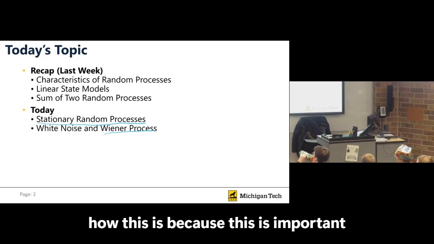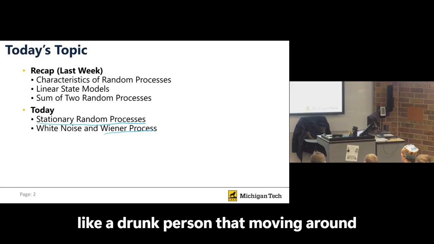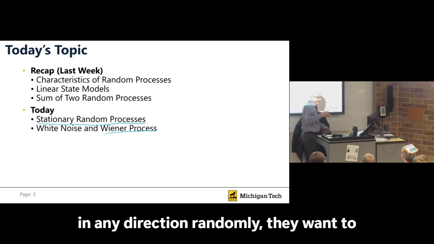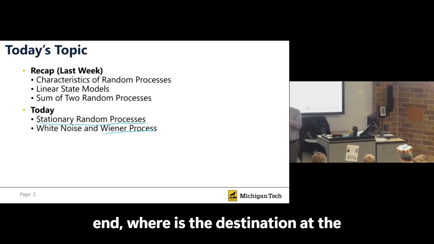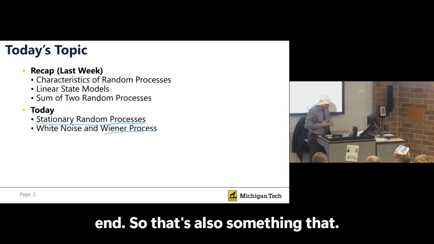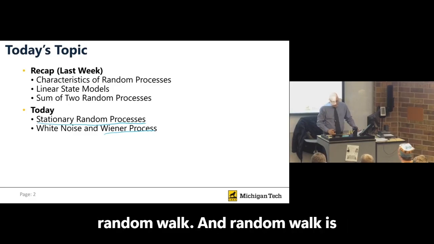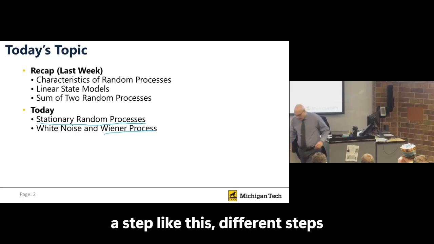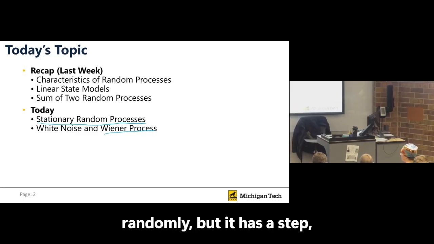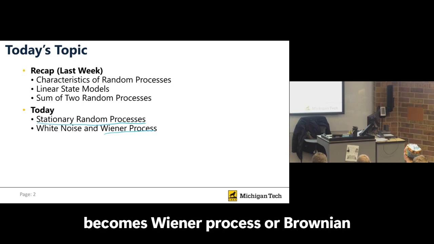This is important, because some types of applications are like that. Like a drunk person moving around randomly in any direction, you want to see where the destination is at the end. That's also something we're going to study. That's called a random walk, and a random walk is a discrete form because you take a step, a different step randomly, but it has a step index k. When you change it to t, it becomes the Wiener process or Brownian motion.